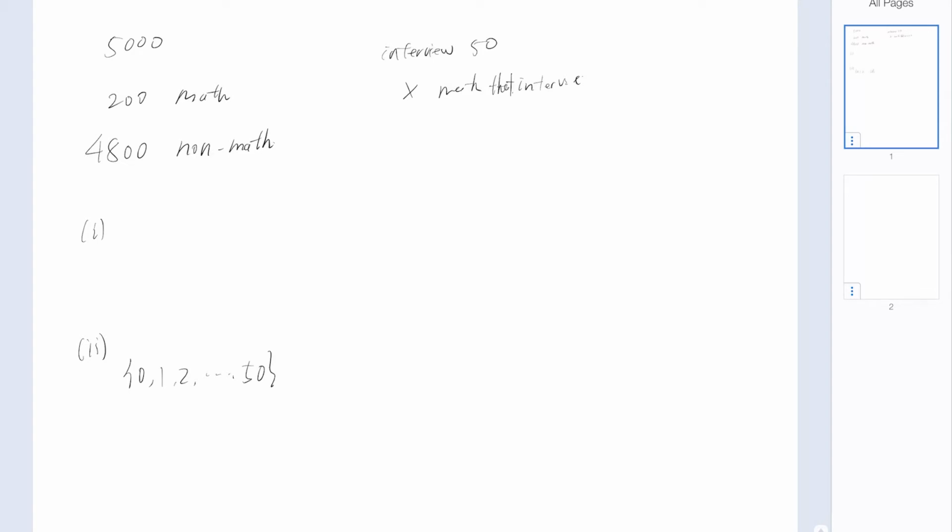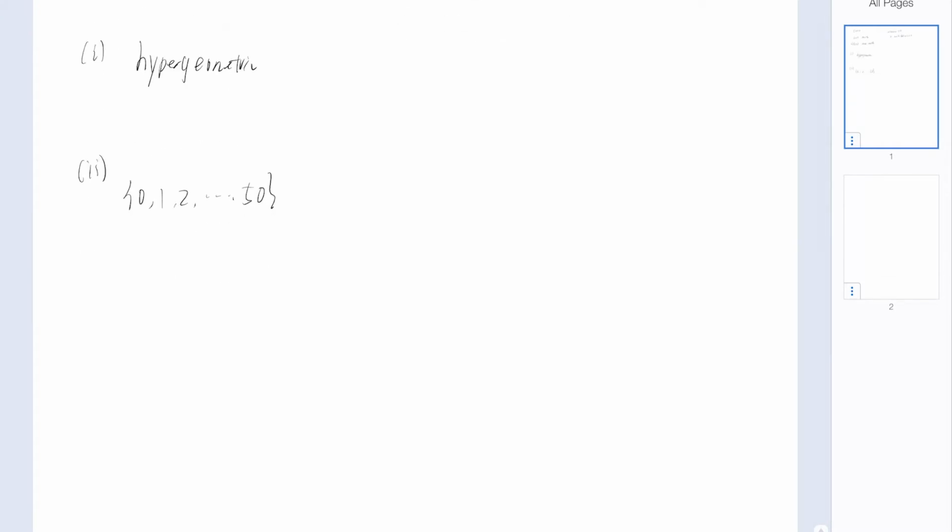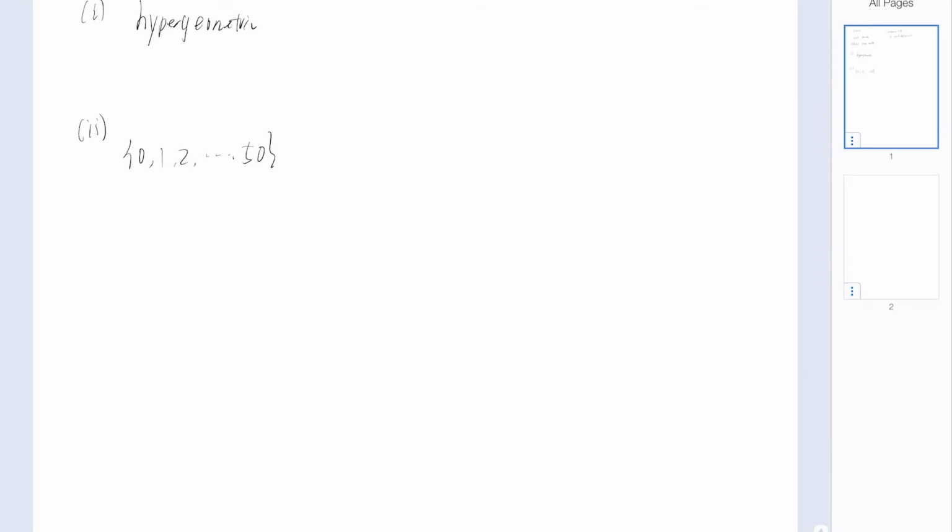Also look at the question: we are choosing 50 students, and these 50 students can be math majors or non-math majors. So this is kind of choosing good or bad things, although math major is definitely the good part. If you remember from the lecture, the hypergeometric distribution measures choosing the good part and the bad part, and the formula for that is this.